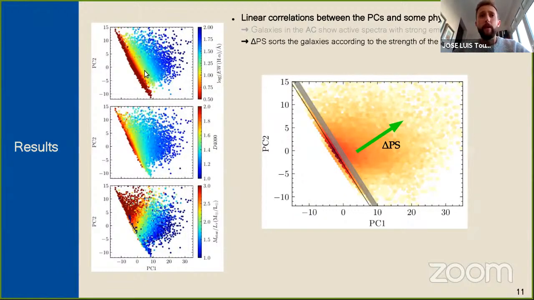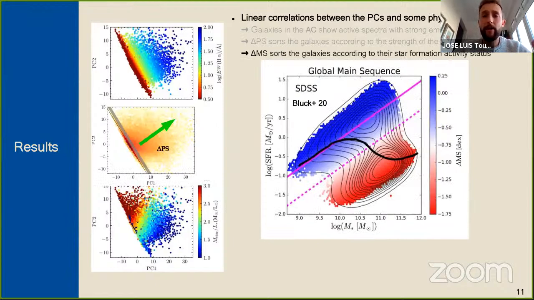And if we look at the first plot, we realize that this parameter is simply sorting the galaxies according to the strength of their emission lines, or what is the same, sorting the galaxies by the level of their activity. But we are not able to distinguish whether this activity is coming from a healthy star formation or from the AGN, for example, or from both phenomena. So another property that allows us to sort the galaxies by their star formation rate status is this delta MS.